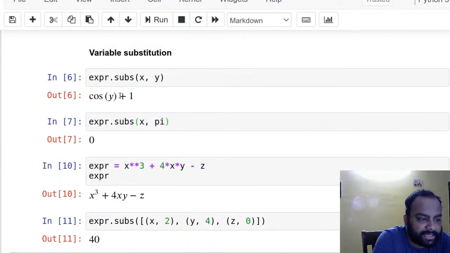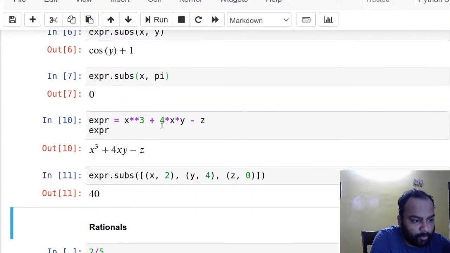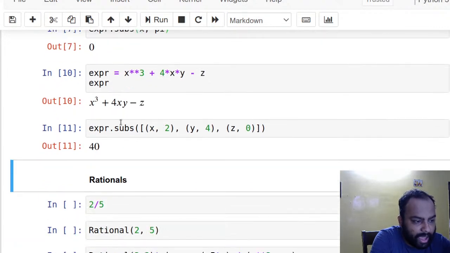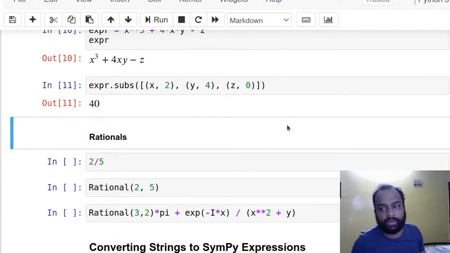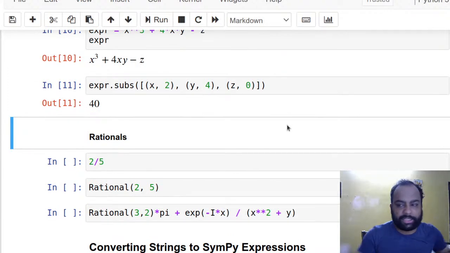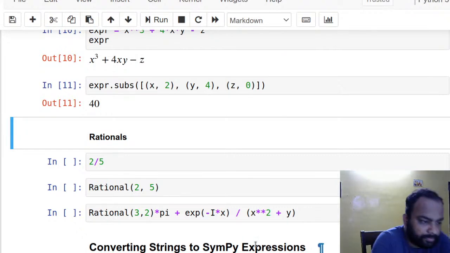If it's a function of a single variable, then I can just say the expression dot subs and then the name of the variable and the value I want to evaluate at. And if it is a function of multiple variables, then I can evaluate it like this. So that's the first thing you should know, that symbolic computation is a superset of numerical computation. So you can do numerical computations just like that.